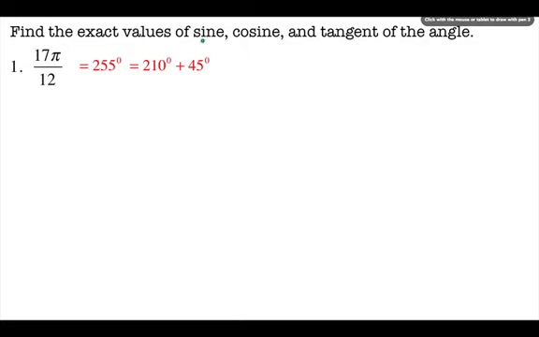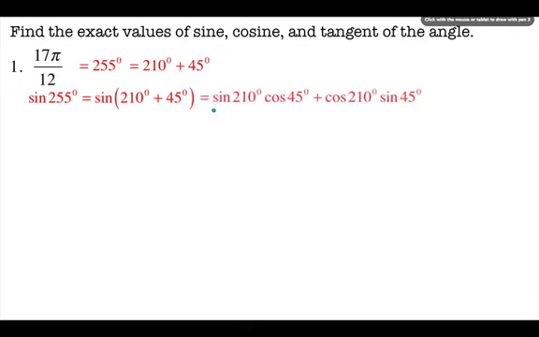So now to compute sine, this is what I'm going to do. Sine of 255 is sine of 210 plus 45. And notice that I'm going to be using one of those formulas that you saw on the previous slide, which is formula 1. So then if I apply the formula, you have sine 210 cosine 45 plus cosine 210 sine 45.